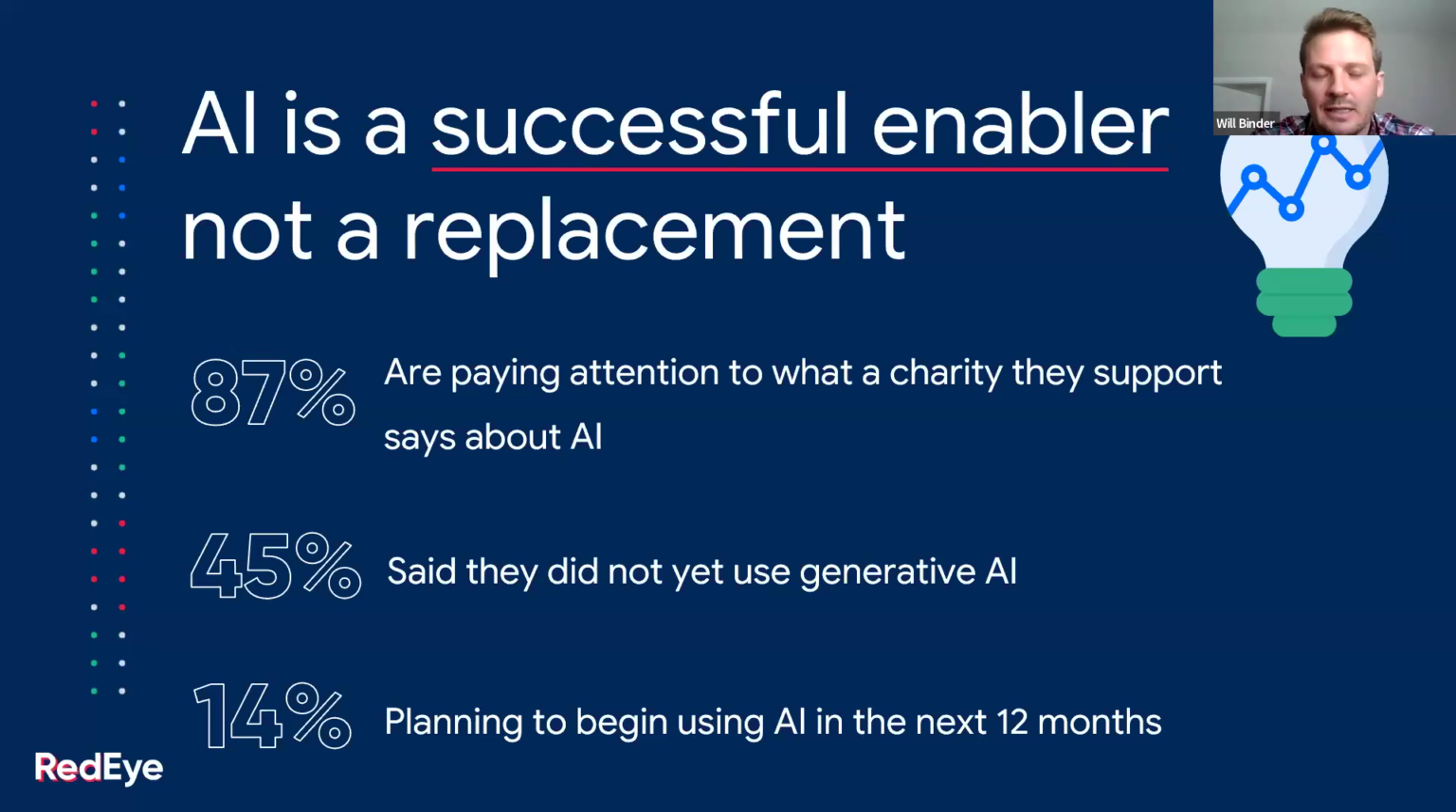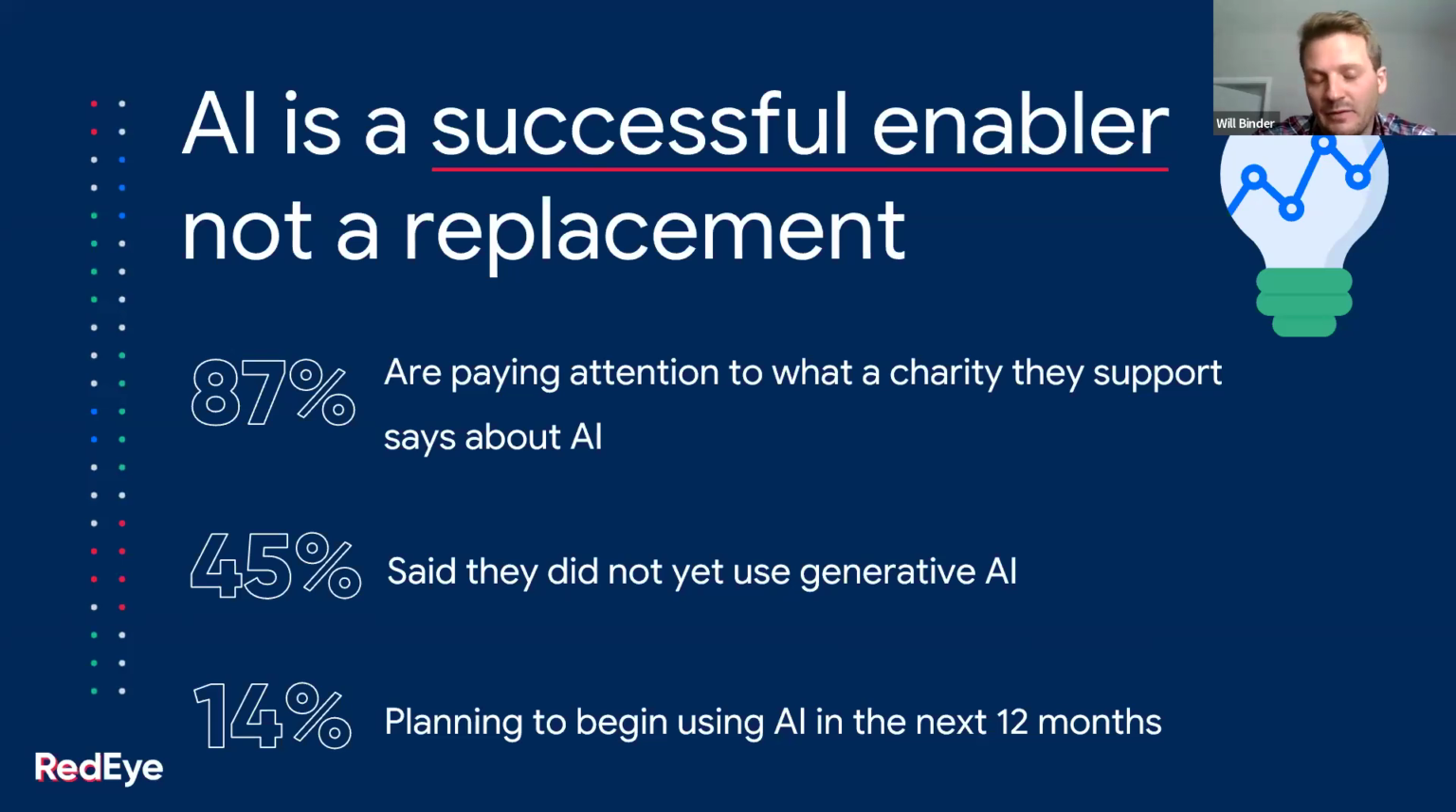Now, just looking at the statistics, 87% of people say they would want to pay attention to what their chosen charity or charities are saying about AI and how they're using it. I'd probably view that as, if they're going to incorporate AI as job replacement, then it's probably not the right message to send, but that isn't what it's there to do. It's certainly not what it's there to do with Redeye.